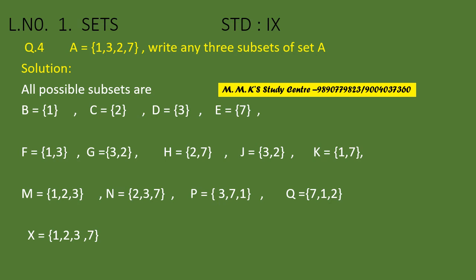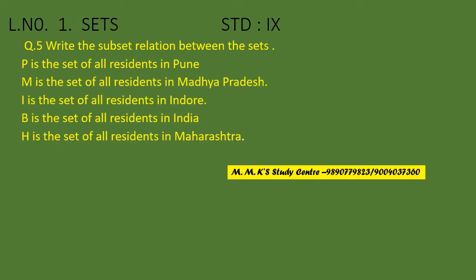Yes, children. Now question number 5. Write the subset relation between the sets. Here P is the set of people living in Pune. M is the set of people living in Madhya Pradesh. I is the set of people living in Indore. B is the set of people living in India, and H is the set of people living in Maharashtra. So we have to find out the subset relation, children.